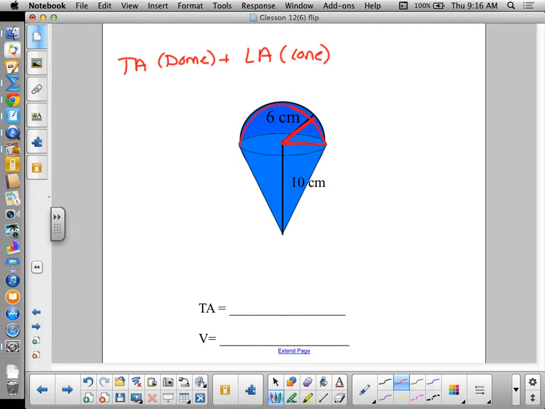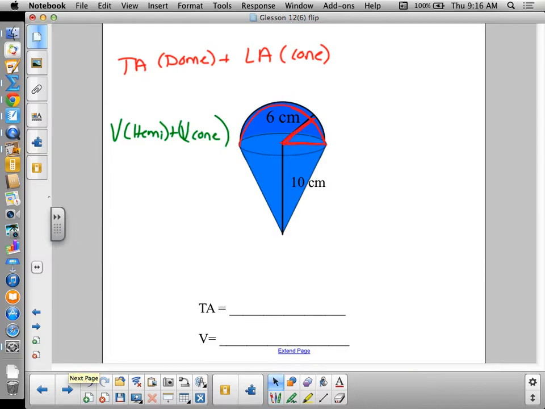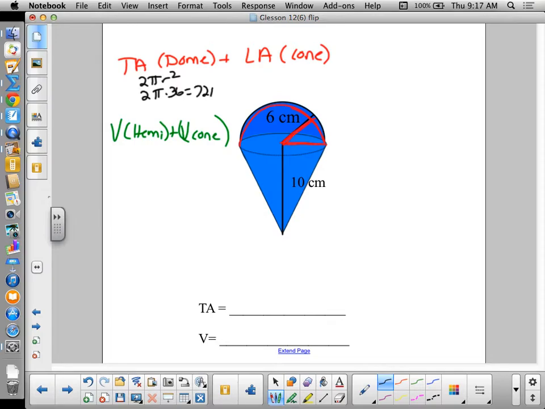My volume is going to be found by finding the volume of the hemisphere plus the volume of the cone. So we've got a little bit of work to do here. Let's break it down one piece at a time. Finding the dome area for the hemisphere is pretty simple. That's 2 pi r squared. The radius is 6. That's 2 times pi times 36, or 72 pi.